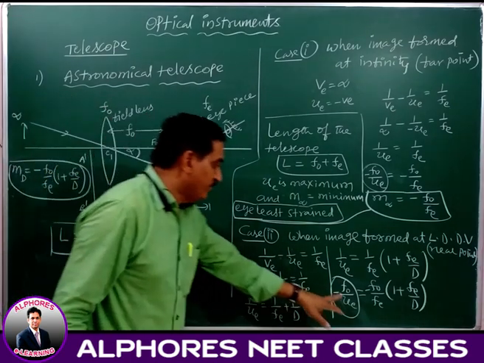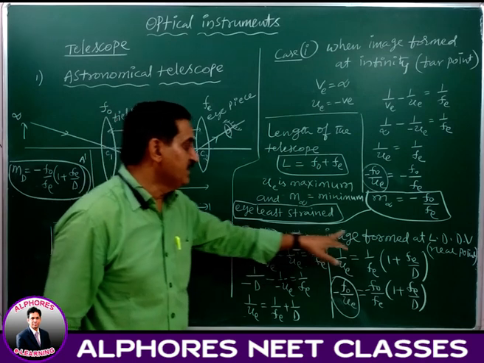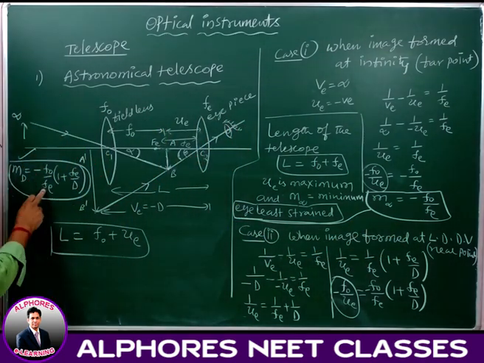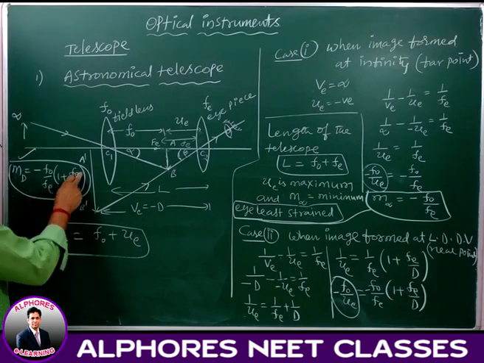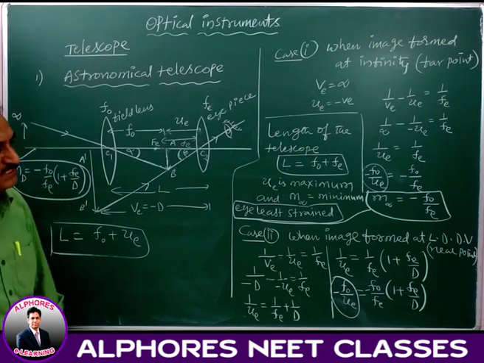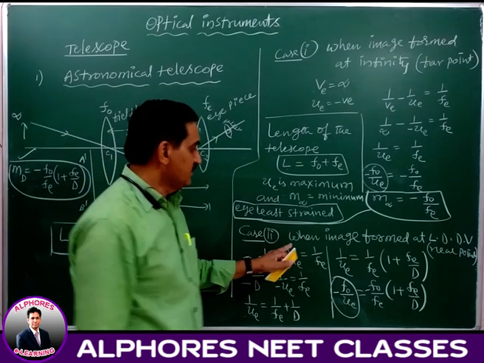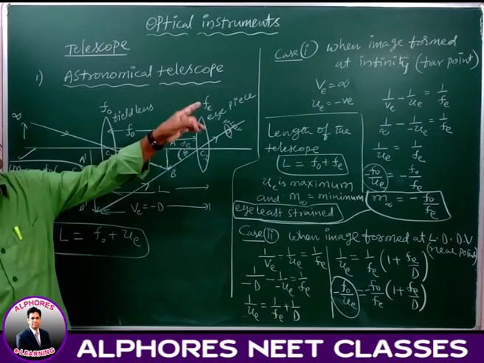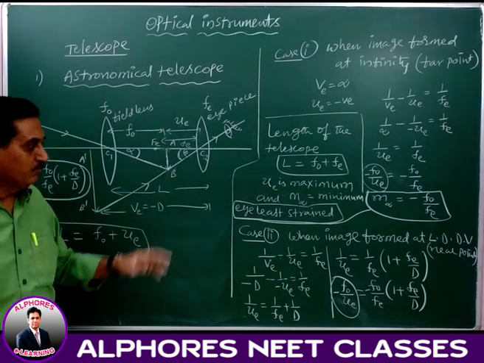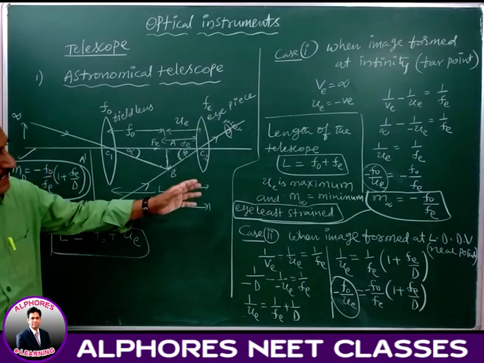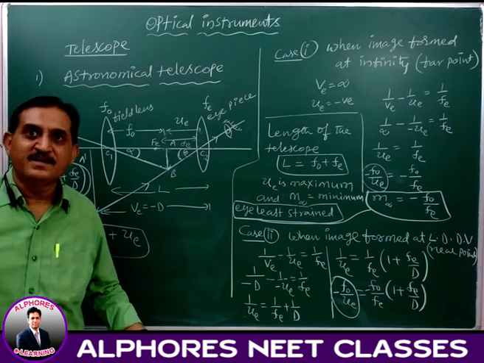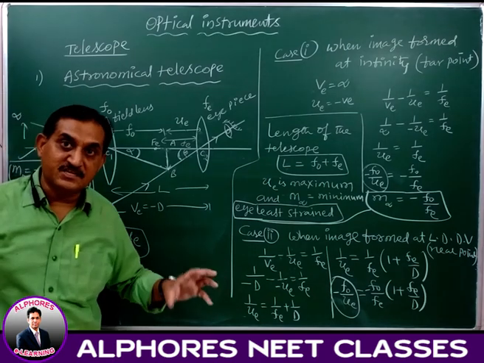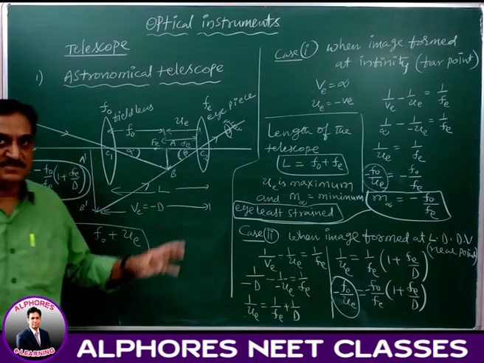So the final magnification when the image is formed at LDDV is minus f0 by fe into (1 plus fe by D). So these are the formulae. This is for the image formed at LDDV and the image formed at infinity. Both cases are covered, with their corresponding lengths of the telescope, and the least strained and most strained cases are also covered in this part. Okay.